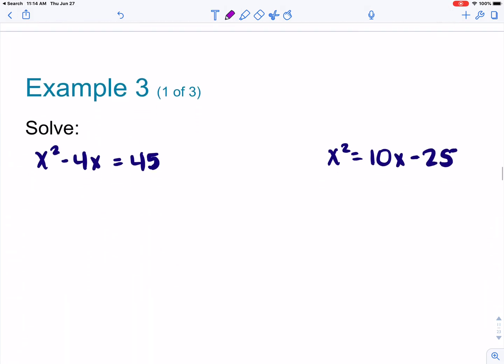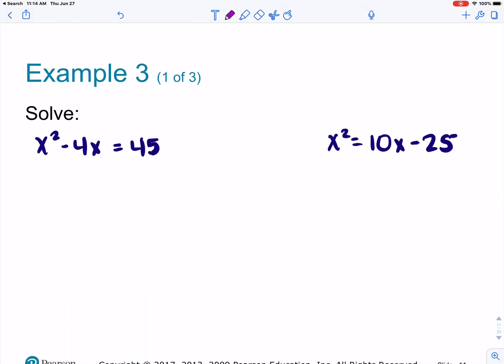Not too bad when the factoring is easy. All right, so here we go again. So we got to take the 45, stick it over there. X squared minus 4x minus 45 equals 0. We go ahead and we factor it.